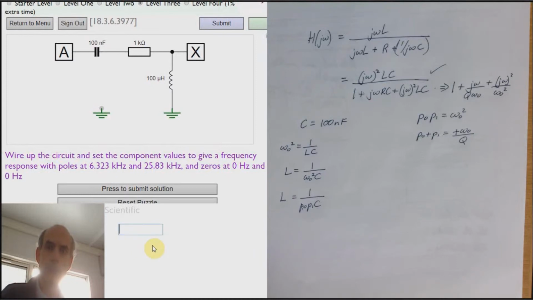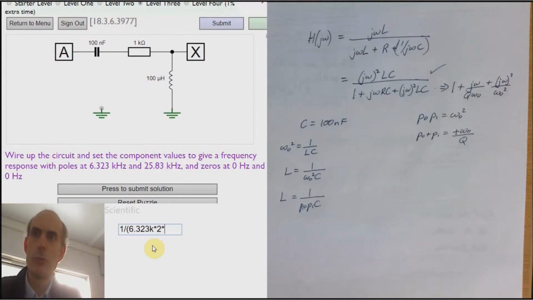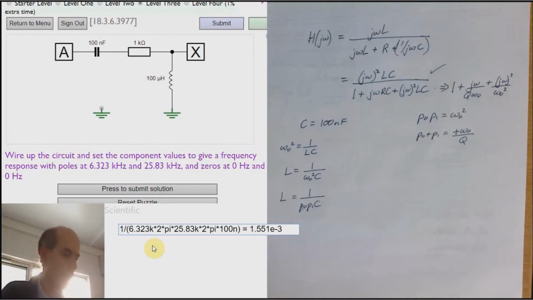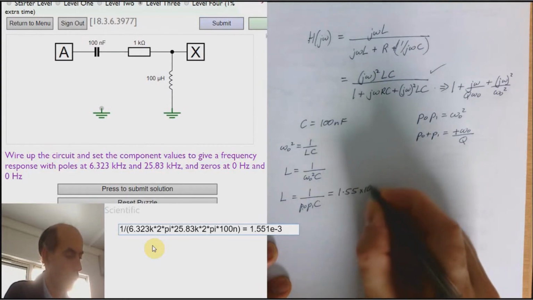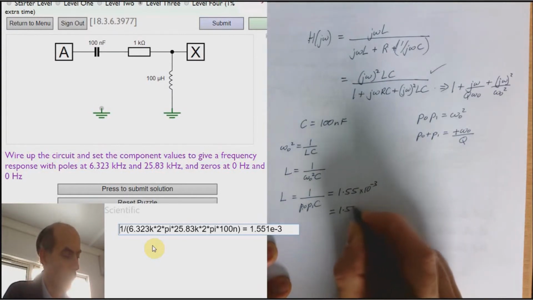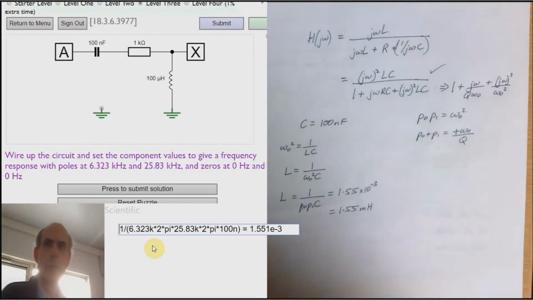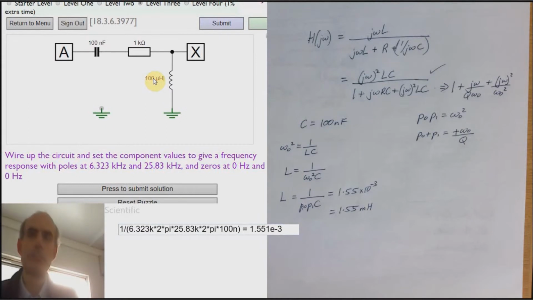So we could work that out. It's 1 divided by the first pole, 6.323 kilohertz times 2 times pi to get it into angular frequency, times the second one, 25.83 kilohertz times 2 times pi, times the capacitance value, 100 nano, should give us the value of the inductor, 1.55 times 10 to the power of minus 3, which would be more normally written as 1.55 millihenries. Okay, type it in.